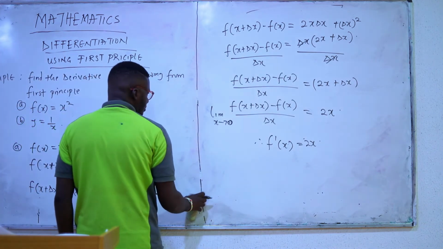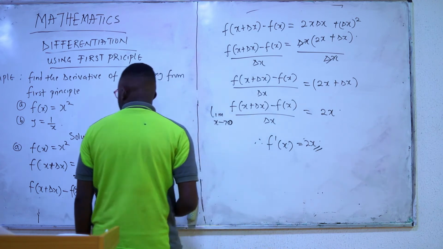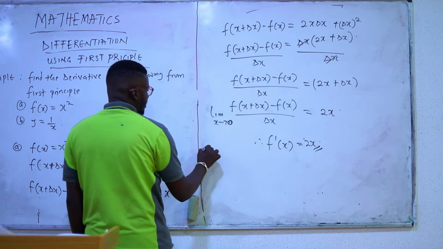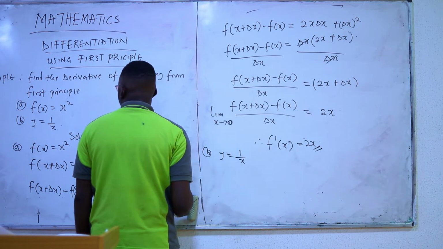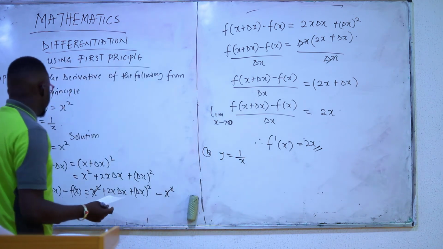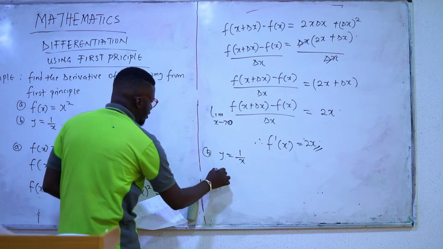So the next question, I'm done with the first example. Now the next question here says I should find y is equal to 1 over x. So the first thing is I'm going to find my change in y.